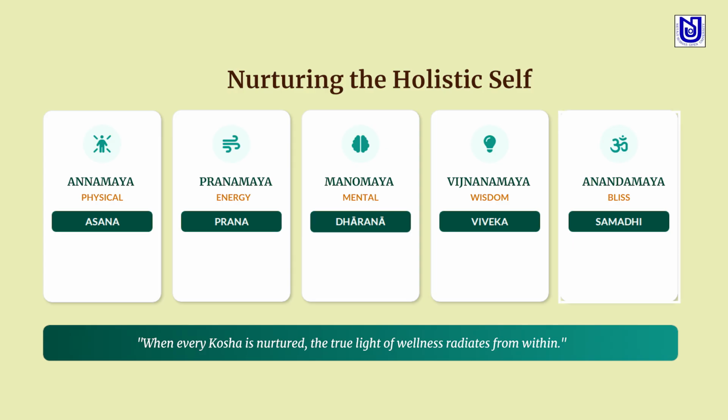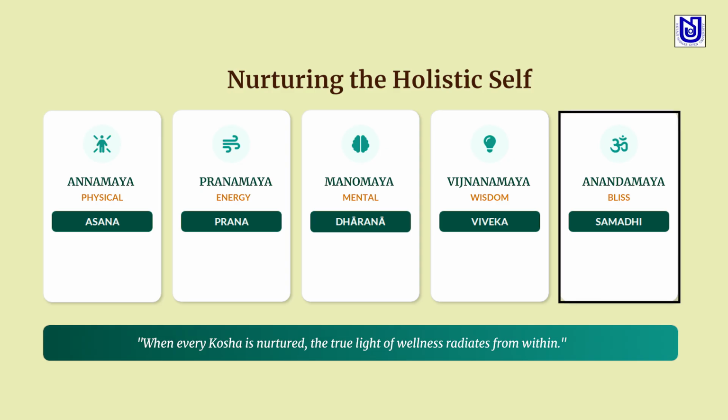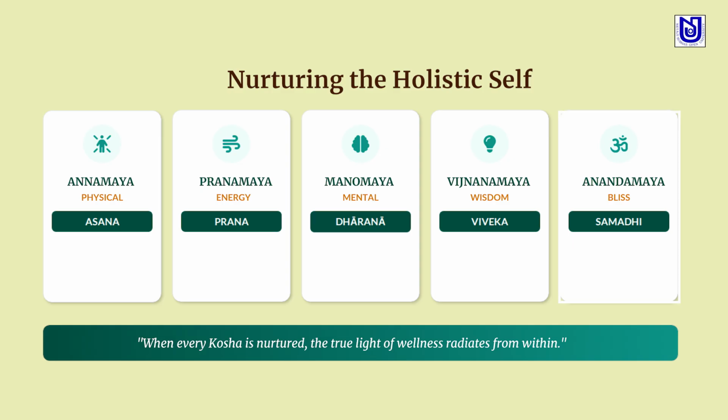And finally, through samadhi and santosha, or contentment, we can engage in total absorption in peace through meditation and selfless service, that is seva, through which we can balance the Anandamaya Kosha or bliss sheath. Therefore, when every kosha is nurtured, the true light of wellness radiates from within.